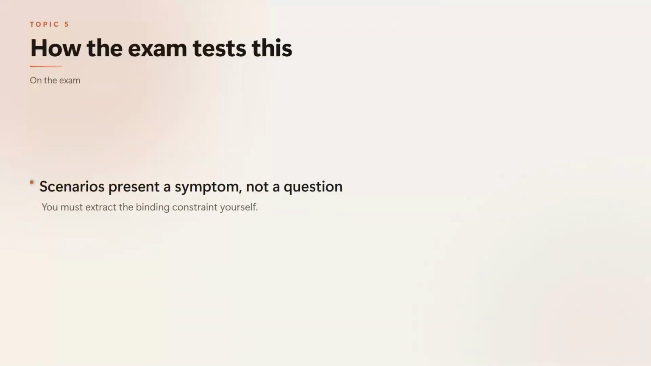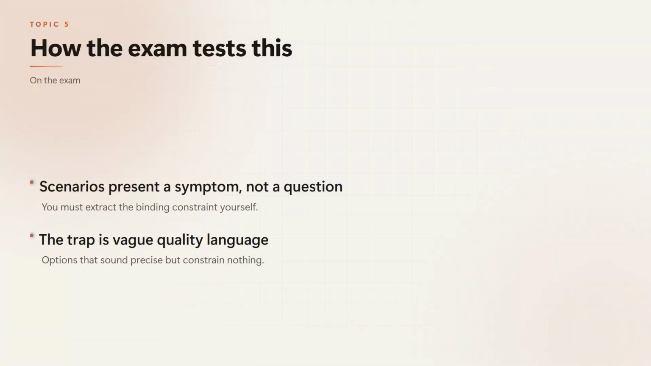On the exam, you'll get a symptom like "performance findings are 70% wrong." The distractor is always an option that sounds precise but is actually vague, like "only report high confidence findings." It catches people because it feels like an instruction, but it constrains nothing. Your job is to see past that, extract the binding constraint, and pick the proportionate fix. This is testcraft. The exam rewards decision-making under constraints, not scenario description.